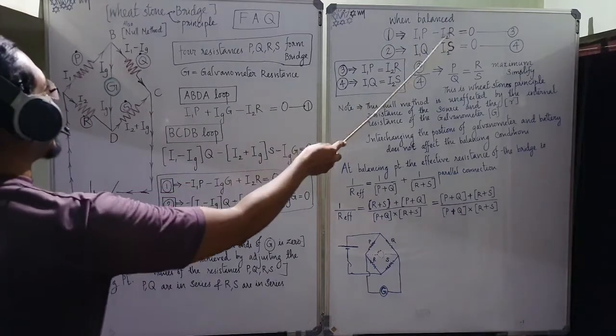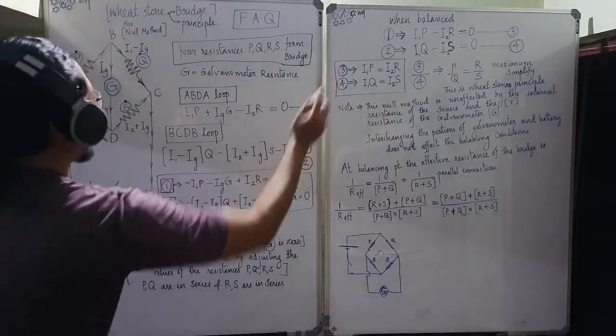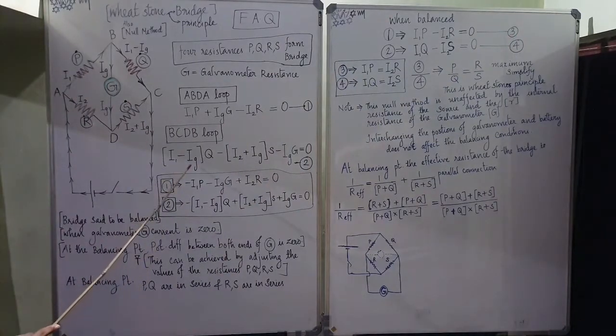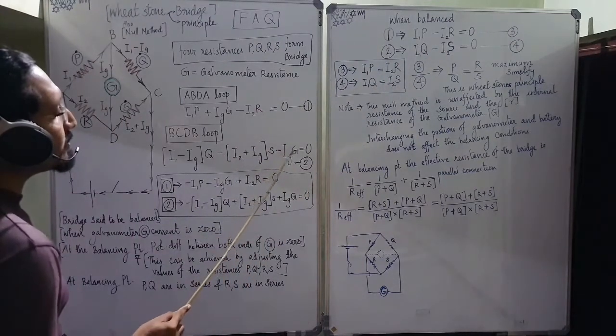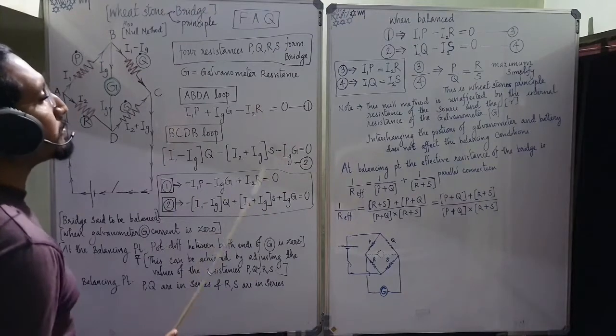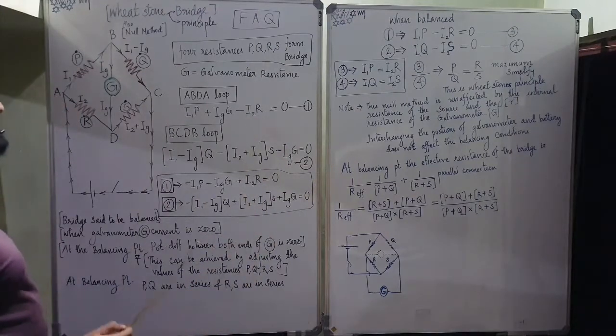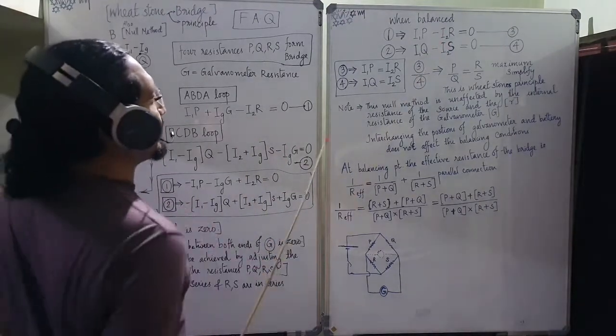This is written over here, naming it equation number 3. Second of all, Ig current is 0, so this will become 0. I1Q, and minus Ig, which is 0, so minus I2 into S. Here Ig is also 0, this whole thing disappeared. So what is left? These two equations are left.